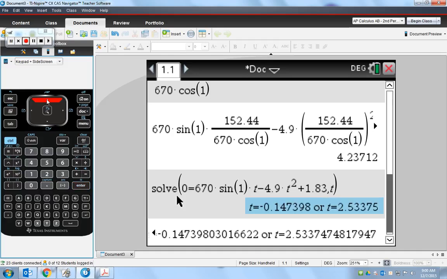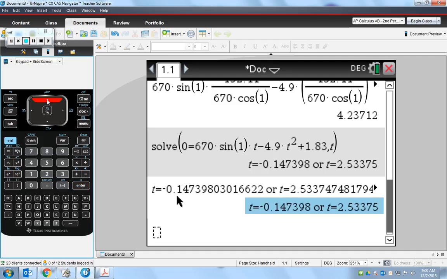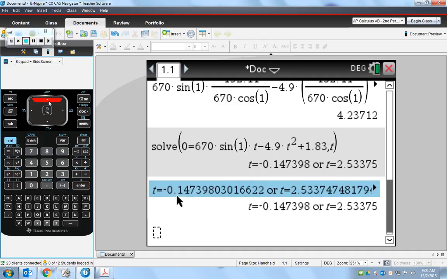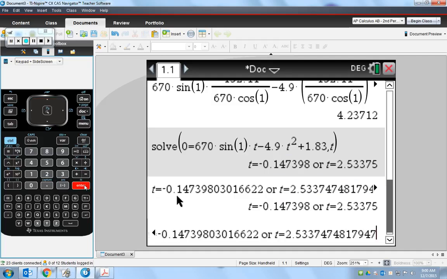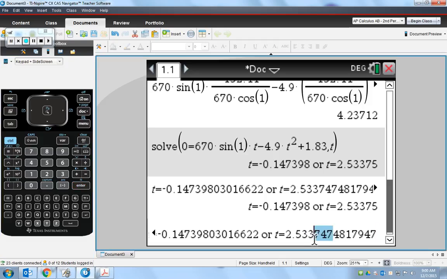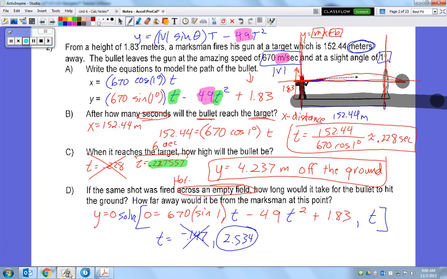So let me do that again. Let me just press enter on that. I went up to my answer that I got way up here, and then I pressed enter, and then right here it showed you the 6 decimal places that I'm needing throughout the problem. Okay, so that's what I'll write. 2.533747. This is the time that I'm going to use.